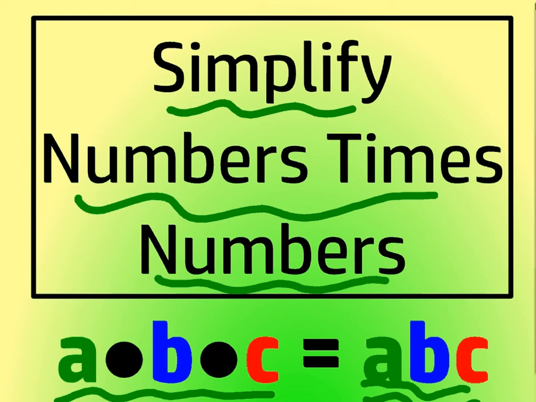Alright, it's going to do it for this lesson for now. This lesson is titled Simplifying Numbers Times Numbers. And basically it's just moving the constants out front, making sure you have the right sign, multiplying your constants together, arranging the variables alphabetically, and removing these multiplication signs.